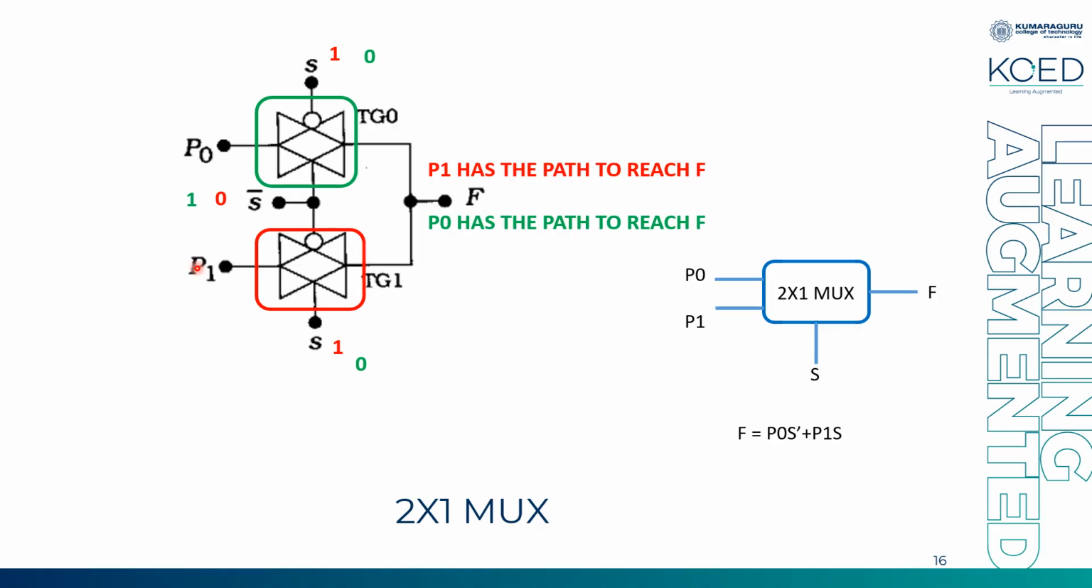So depending upon the control signals S and S bar, I can make either P0 or P1 pass through. As I have already told you, P0 and P1 can either be 0 or 1. If it is 0, the corresponding transistor which is good at passing a strong 0 will be chosen. If it is 1, the transistor which is good at passing a strong 1 will be chosen, or the low resistance path will be taken.